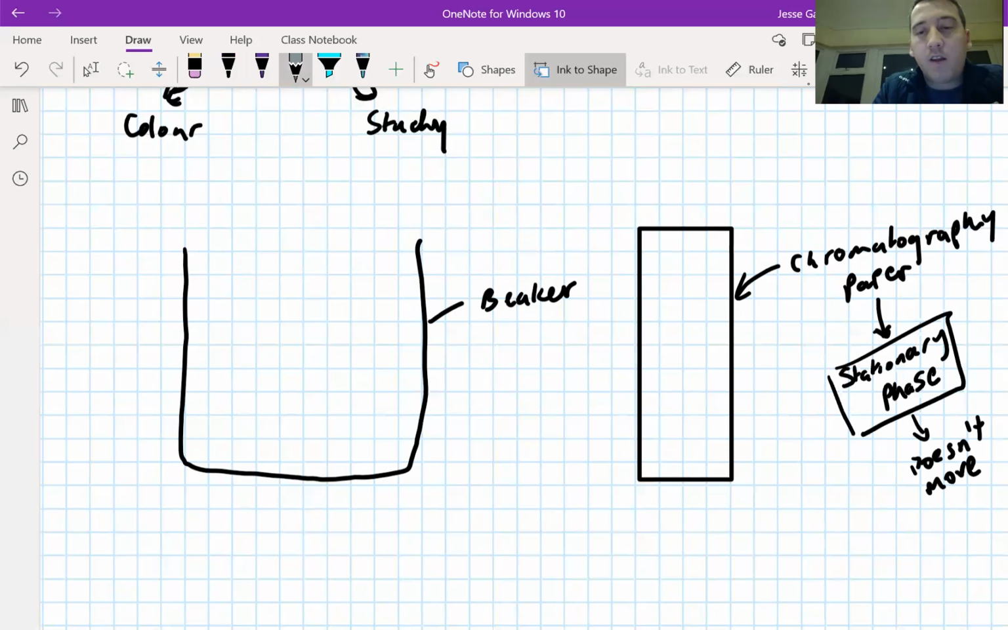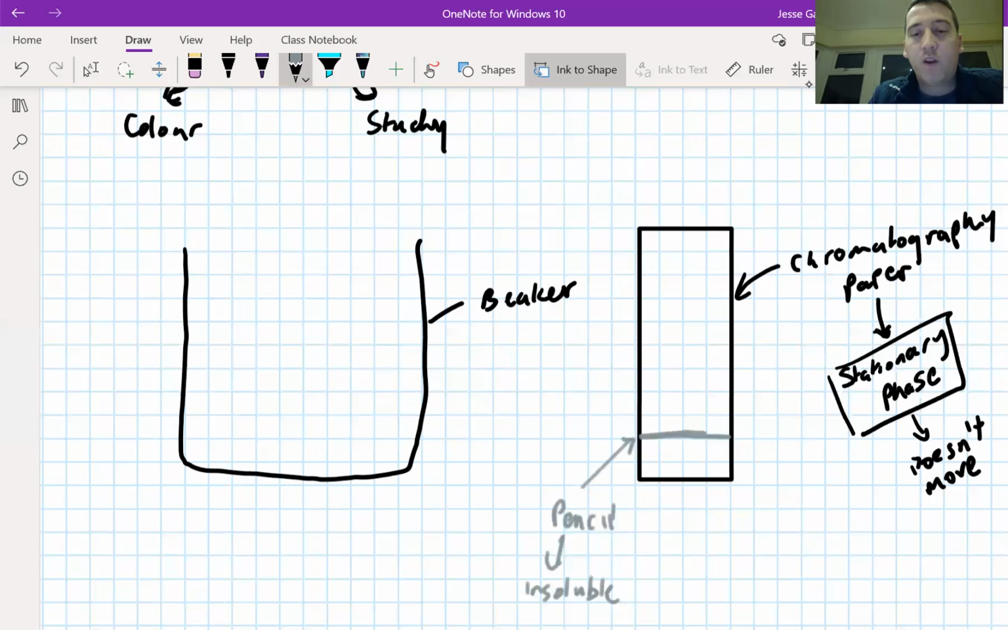What we then need to do is, about 2 centimeters from the bottom of the paper, just around here, we will put a pencil line. Now, it's really important to use pencil and not pen to draw this line. The reason for that is pencil is insoluble in water, and water is the solvent that we are going to use in this experiment.